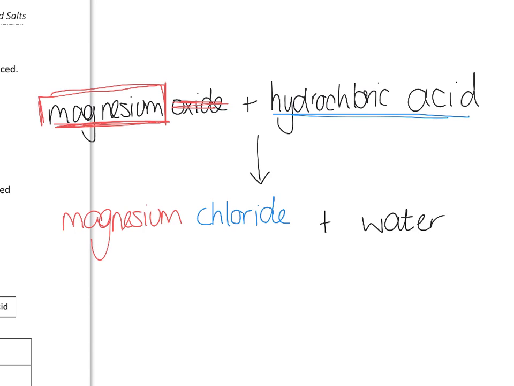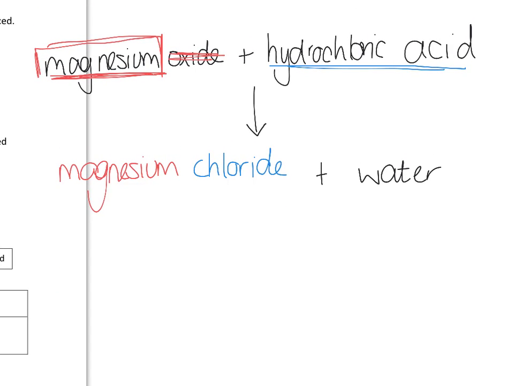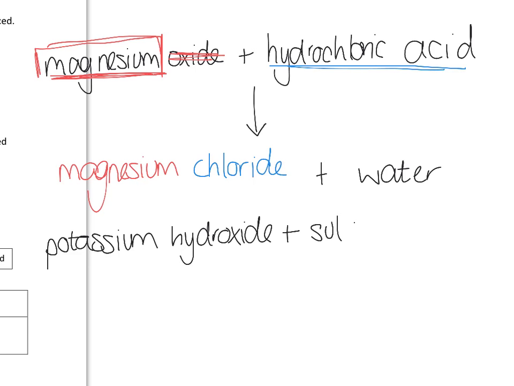Okay, let's do another example. Let's do potassium hydroxide plus sulfuric acid. And if you want to take down these examples, they might help, and colour code them to show where the names came from.